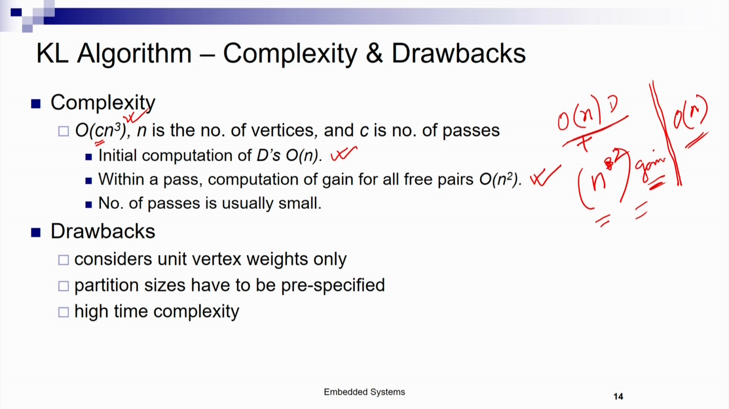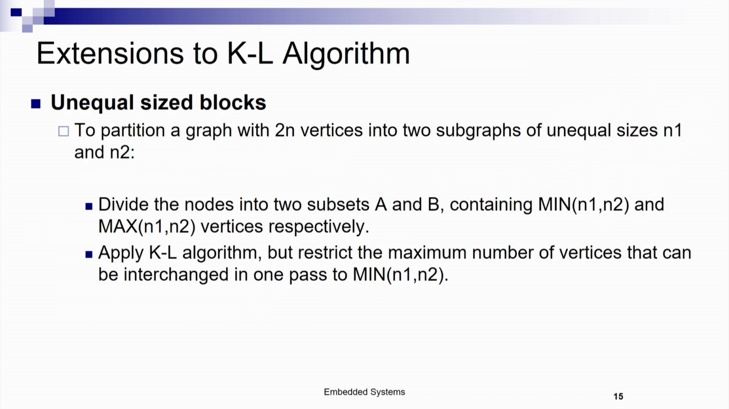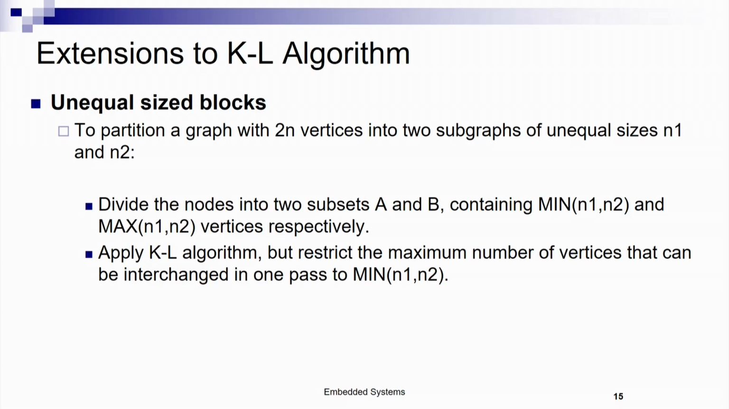So, within a pass, computation of gain for all free pairs is big O of n square, the number of passes is small, and hence you have this C. Okay. Drawbacks of this algorithm: it considers unit vertex weights only, partition sizes have to be pre-specified, in fact equal size partitions, and the time complexity is relatively high. Now, one important restriction of the Kernighan-Lin algorithm, for example, is that it requires equal sized blocks.